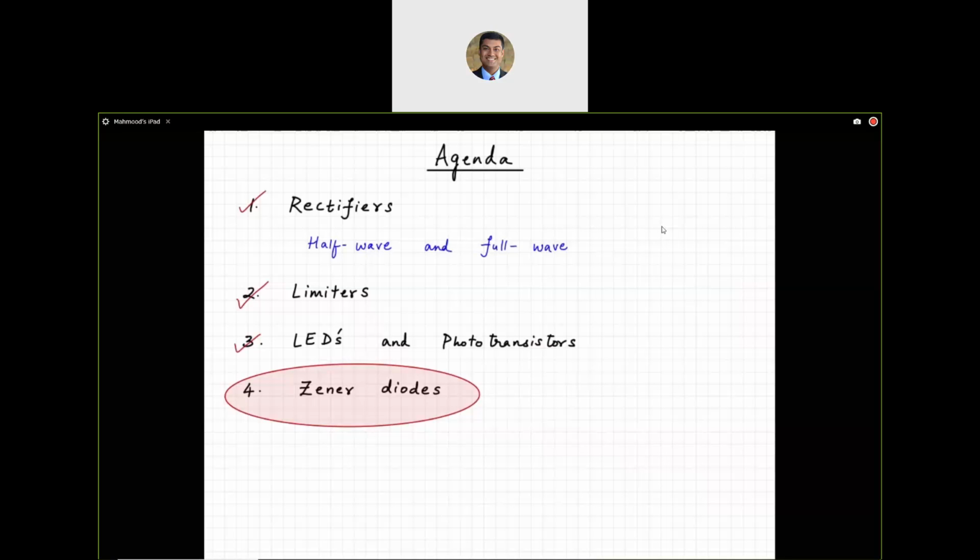So the part number for the Zener diode is 1N751. That's the one that we have. It could be 750, it could be a different number, but the one that we are using is 1N751. So we are going to try to figure out what is the Zener voltage for this diode through experiments and through simulation as well. So let's take a look at its symbol first.